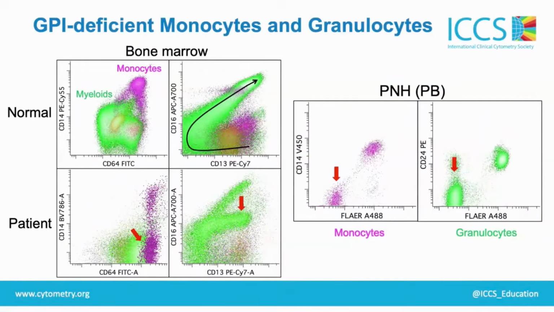The PNH assay performed on the peripheral blood identified a subset of GPI-deficient monocytes lacking CD14 and FLAER, and a subset of GPI-deficient neutrophils lacking CD24 and FLAER. It's important to recognize this pattern in bone marrow and not to misinterpret GPI-deficient monocytes lacking CD14 as immature monocytes. A peripheral blood PNH assay is required to confirm the diagnosis and quantify the GPI-deficient clones.